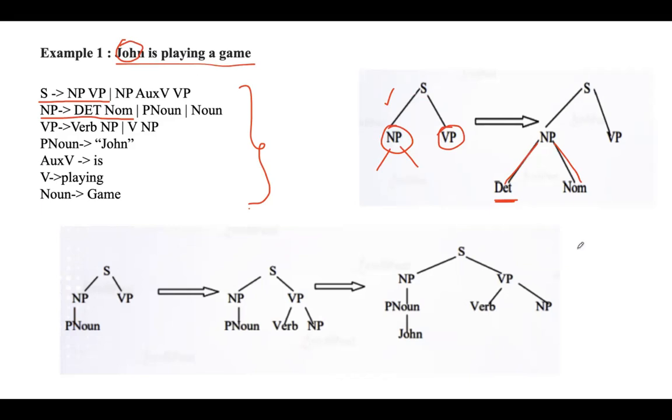John is not a determiner. It's a noun, right? So we can't expand this NP using determiner and nominal noun. So let us take the second sequence. This first production fails. Let us try with the alternative production. NP derives proper noun. Yes, NP derives proper noun.